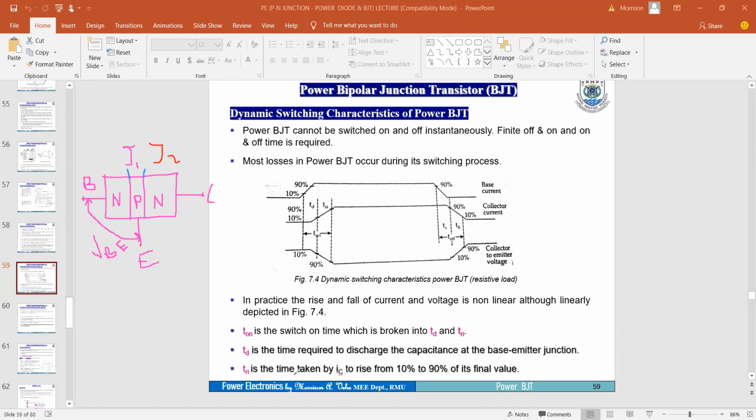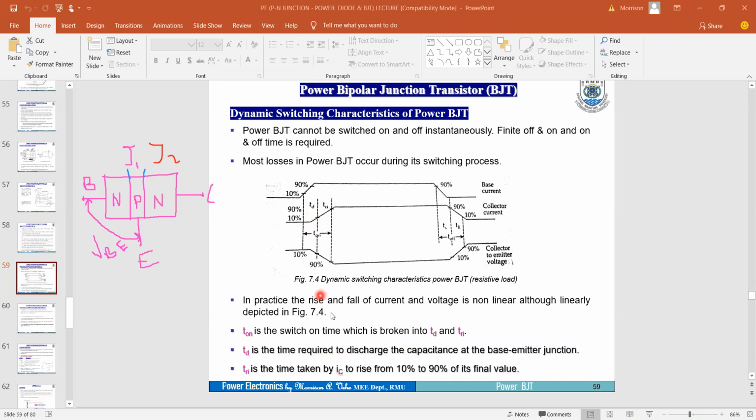Then the TRI is the time taken by the collector current to rise from 10% to about 90% of the final value. So look at it here. Let me go back to this. This is our T on, and our TD is here. It starts from a certain point to this value, and that is the discharging time. But the device is not actually in a full conducting state.